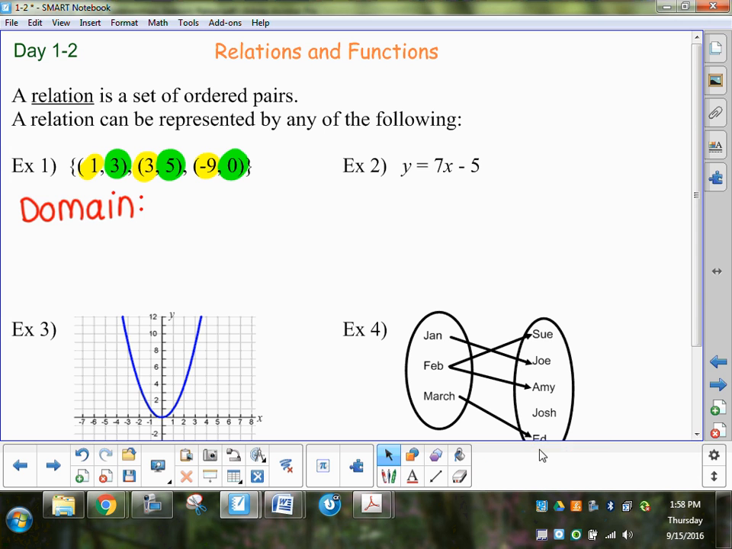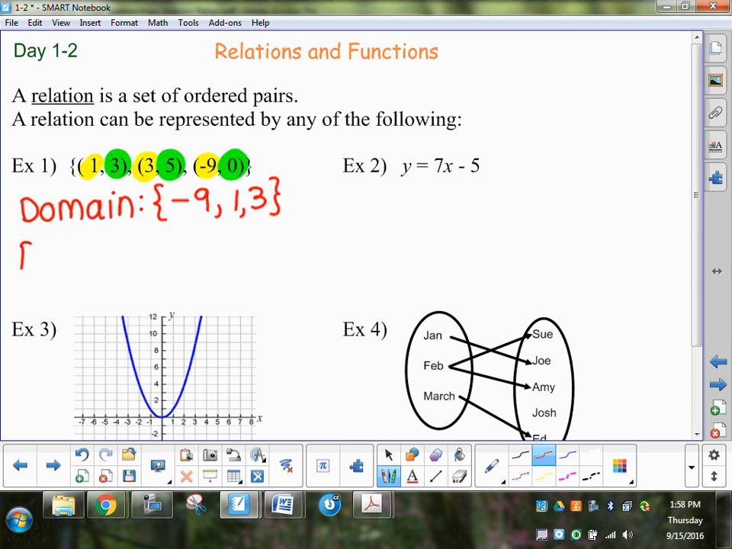So if I'm listing out the domain, it's three number values, so we're going to give a set of fancy brackets. And I ask that you list them out from smallest to largest. So we have three members of the domain. Looking at this, Michael, what would the smallest member of the domain be? -9. And then? 1. And then? 3. There you go.